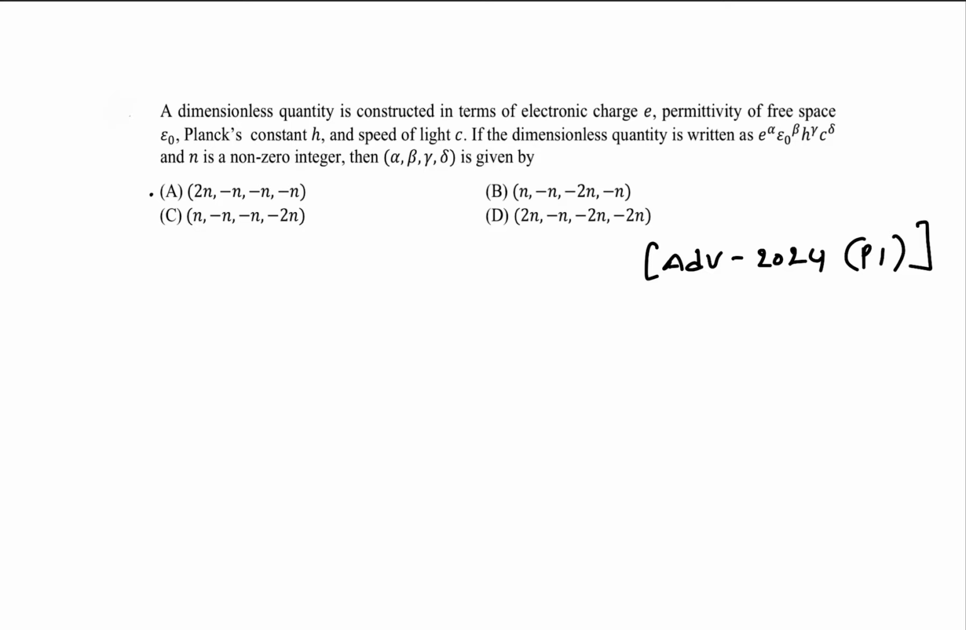Next one, the dimensionless quantity is constructed in terms of electronic charge e, permittivity of free space epsilon naught, Planck's constant h, and speed of light c. If the dimensionless quantity is written as e^alpha, epsilon naught^beta, h^gamma, c^delta, what is the dimensionless quantity? See, this is JEE Advanced 2024, this year's paper 1.